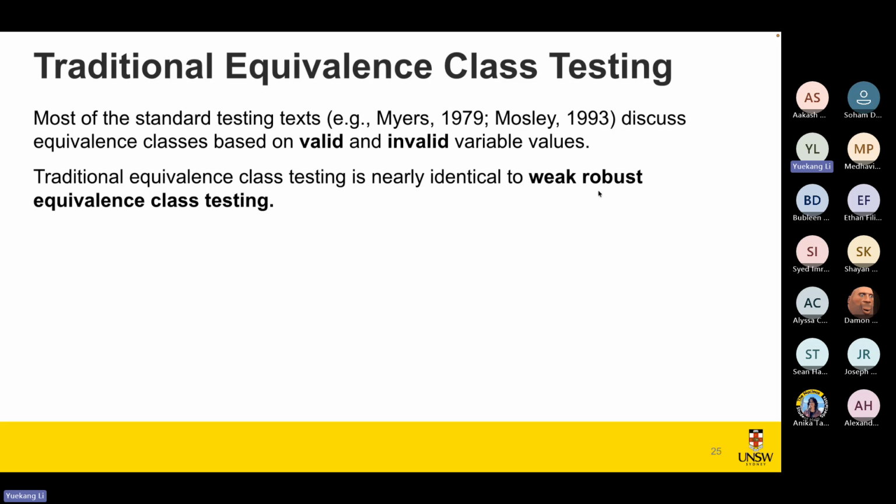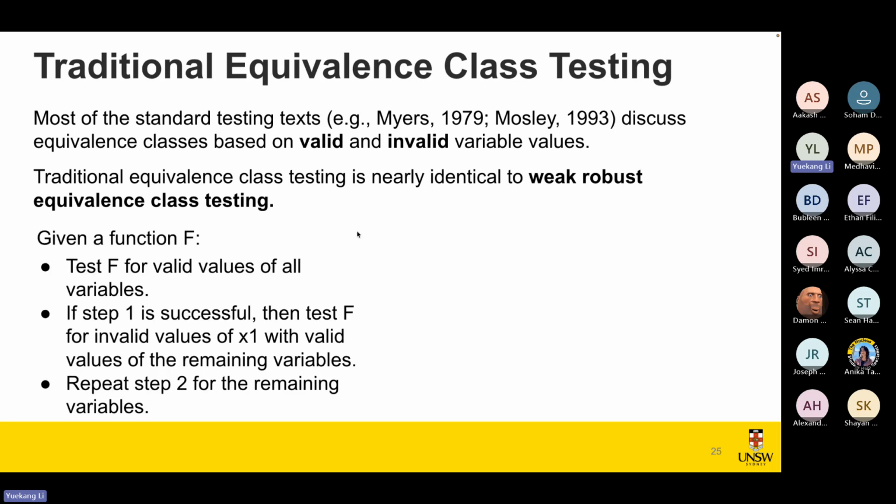So we can see the keywords. Robust means values can be invalid, and weak means we only allow one value to take each equivalence class each time. So we don't care about covering all the combinations or permutations of different scenarios, different classes. So we don't care about that. So this is weak robust, and this is how it is done.